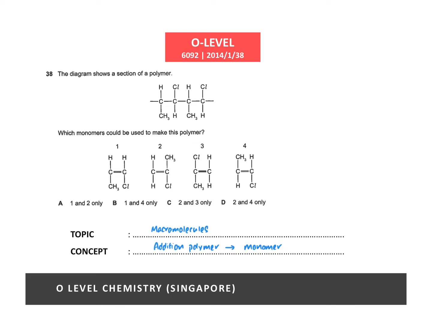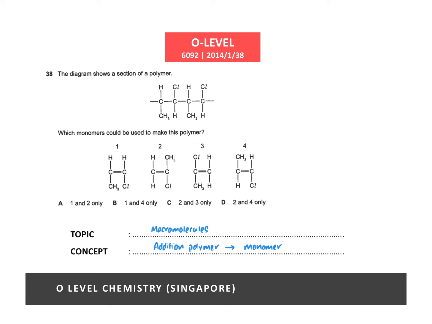Now, firstly, how do I identify there is an addition polymer? It is when you look at the structure of the polymer, you don't see any ester linkages, you don't see any amide linkages. So the entire polymer looks like that of an alkane or a hydrocarbon.